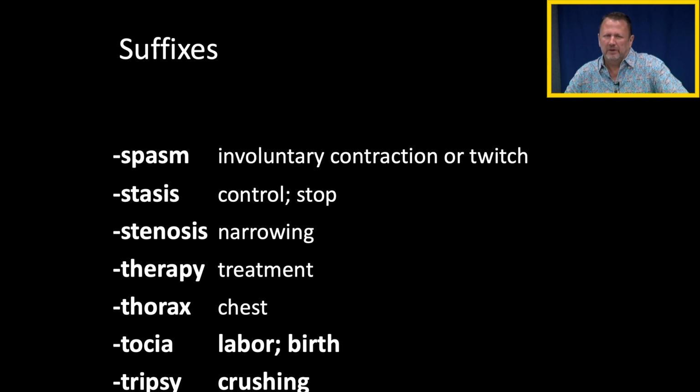Therapy just means treatment, like cryo means cold, therapy, treatment. Cryotherapy is treatment using liquid nitrogen, very cold things. Thorax means chest, hemo, blood, thorax. Hemothorax is blood in the chest. Tocia is labor or childbirth, so dystocia is some kind of interruption in the childbirth or labor process, usually due to the position of the child.